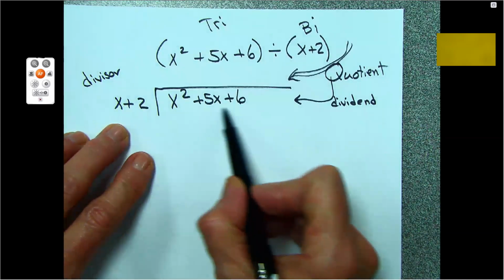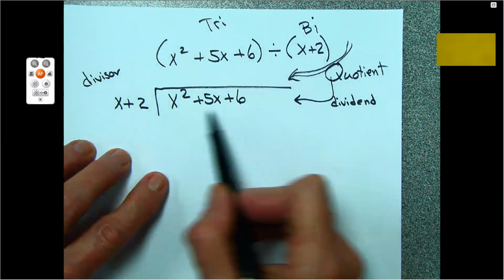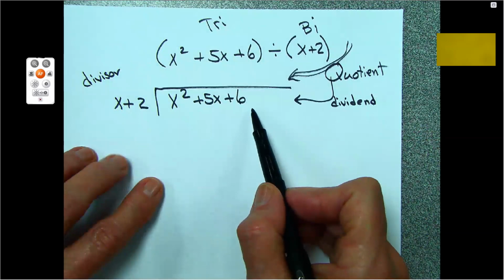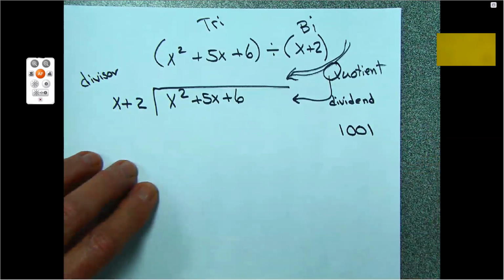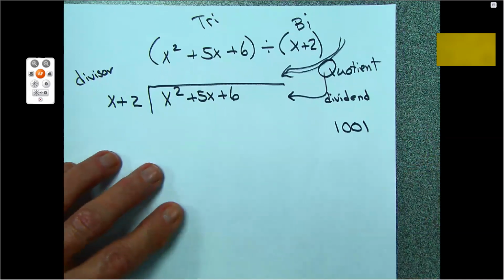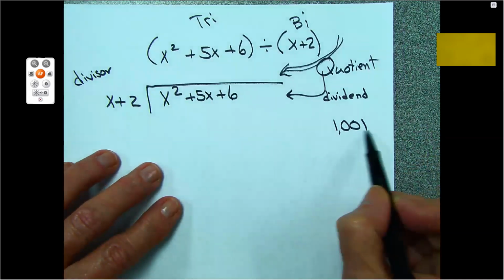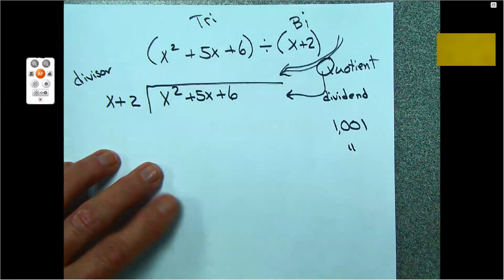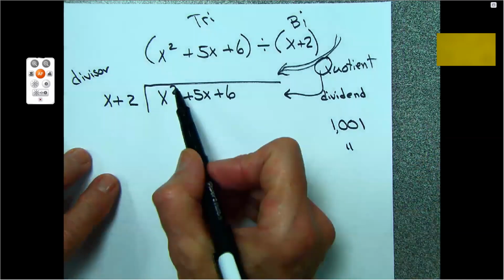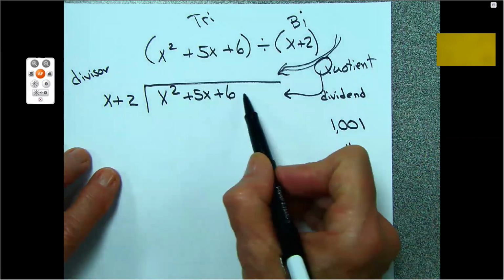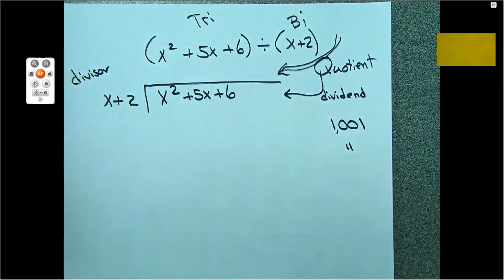So first, check your dividend. Just scan it. Are there any missing terms? Remember, we have to have placeholders. So this is 1001, which is different than 1. So the placeholders have to be significant. We have x squared, x to the first, and x to the 0 power. So all placeholders are represented in our dividend. So we scan that, we can go ahead.